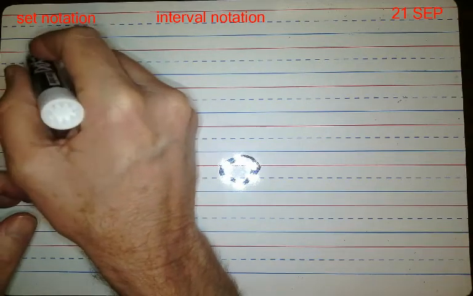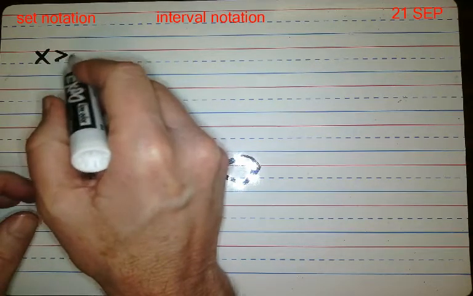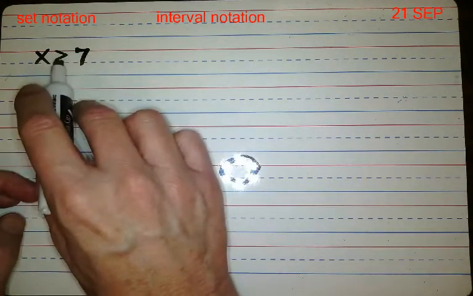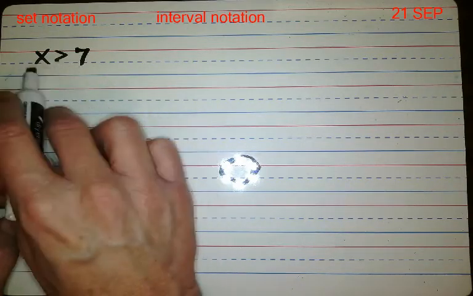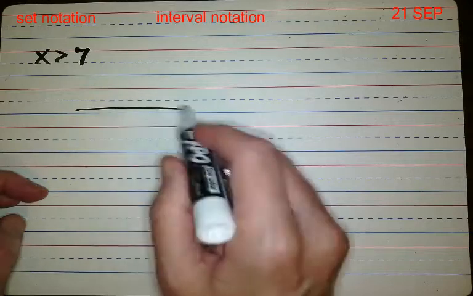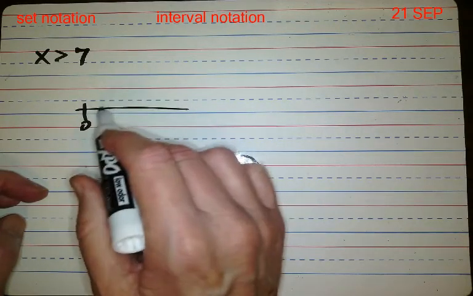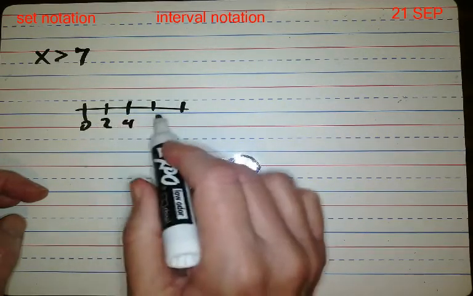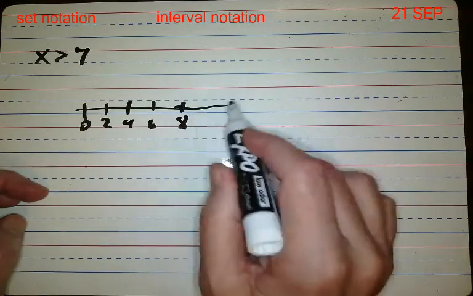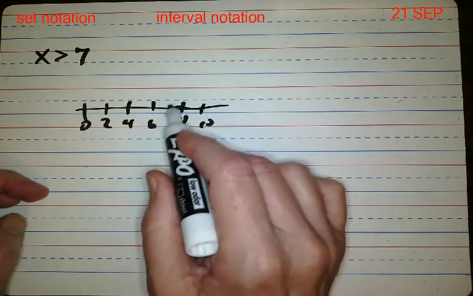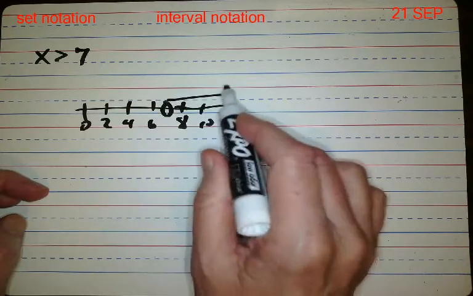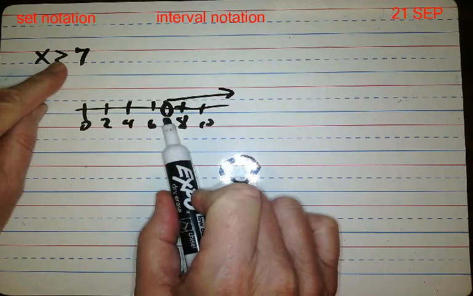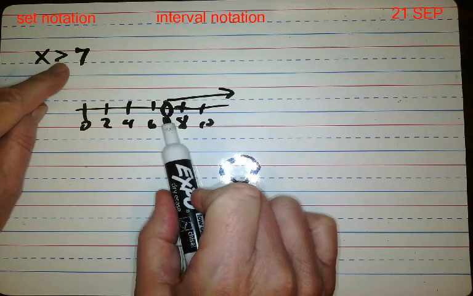So, if I gave you something like x is greater than, let's say, 7. If we were going to write that in set notation, all that means is you start at 7. Now here's a number line. So here's 0, 2, 4, 6, 8. And so 7's right here, and we're going to the right. Now remember that this means an open circle. That means you can't actually use 7. So 7's not part of the answer.